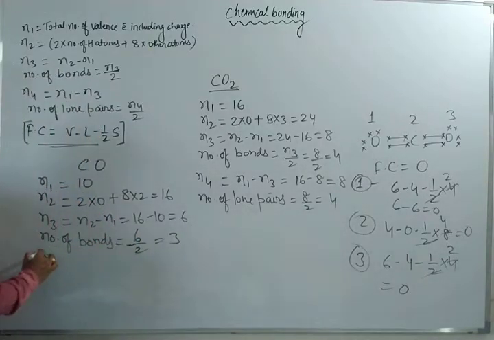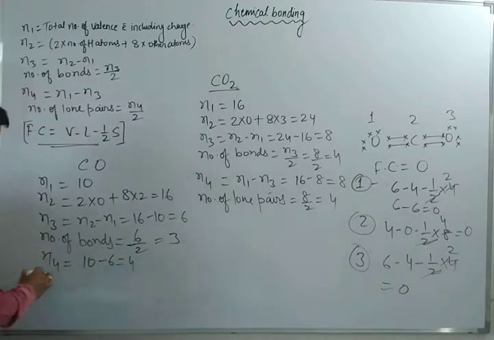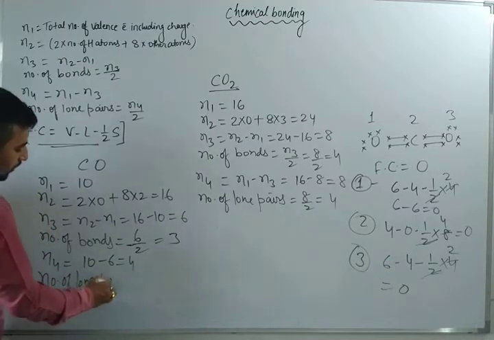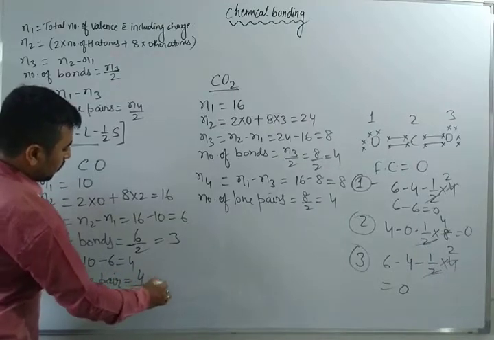Number of lone pairs N4 is equal to N1 minus N3. 10 minus 6, that is equal to 4. And the number of lone pairs: what will be the value of the number of lone pairs? 4 upon 2, that is equal to 2.